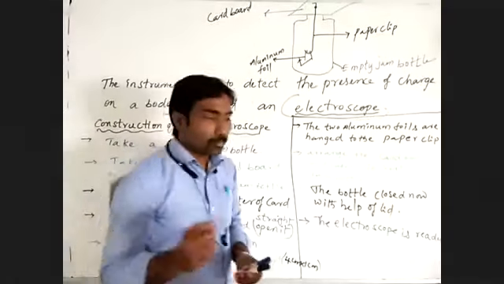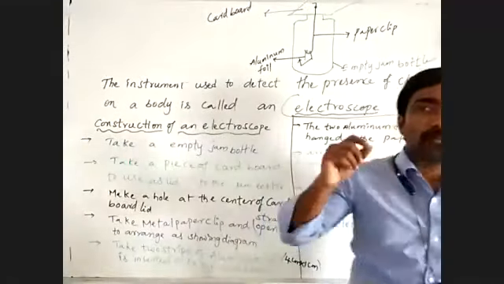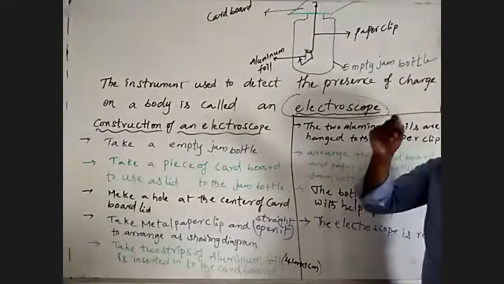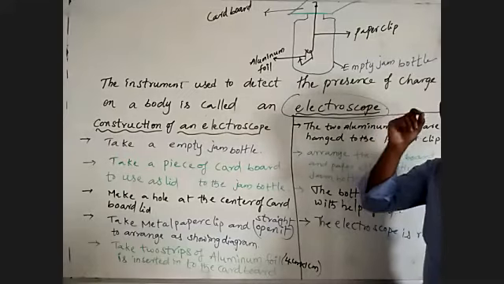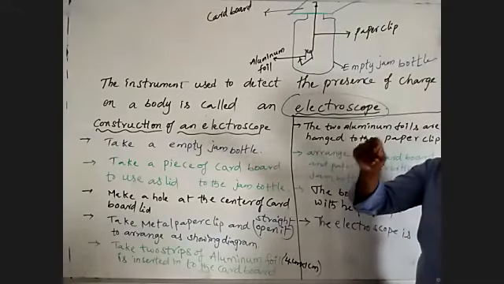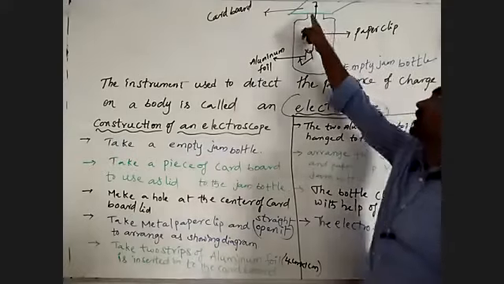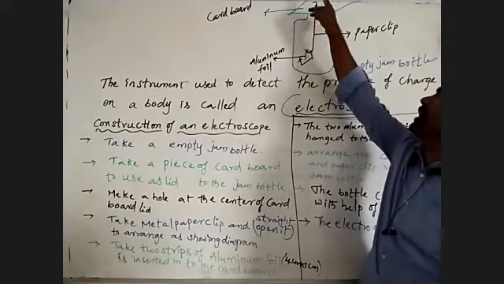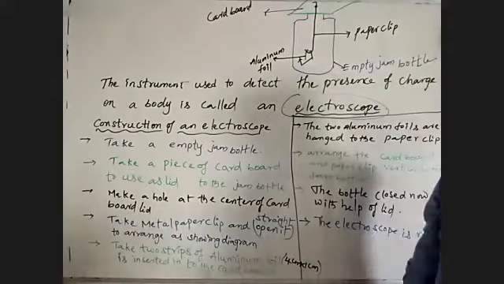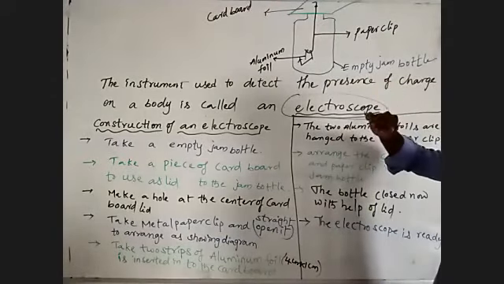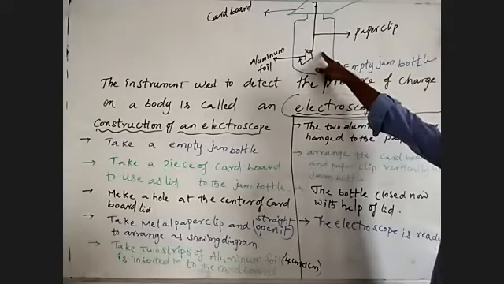We want to identify the charge present on a particular object. For that object, we have to place it in contact with the paper clip which is overhead of the cardboard. By placing it in contact with the paper clip, we know well already the paper clip is made up of metal.